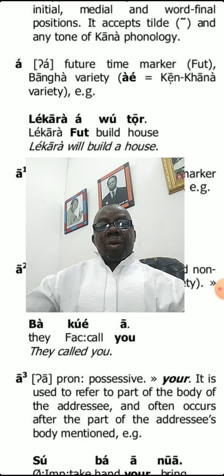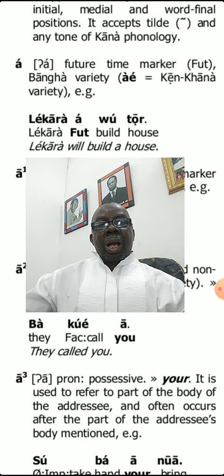But in this case of the letter A as future time marker, it is existing as an independent word with word boundaries before and after it. So it exists as an independent word. So it is not a tense marker. It is a future time marker.